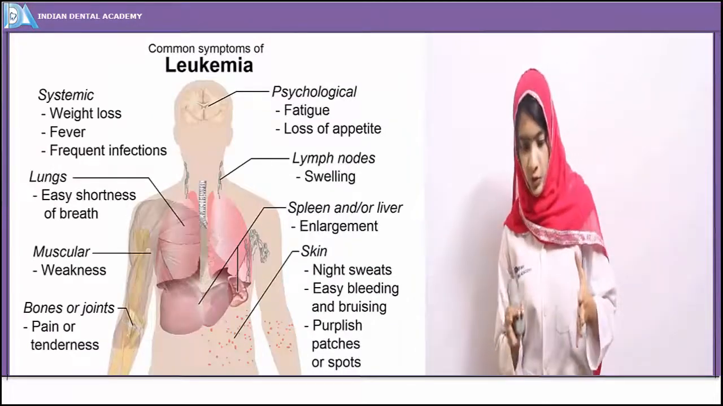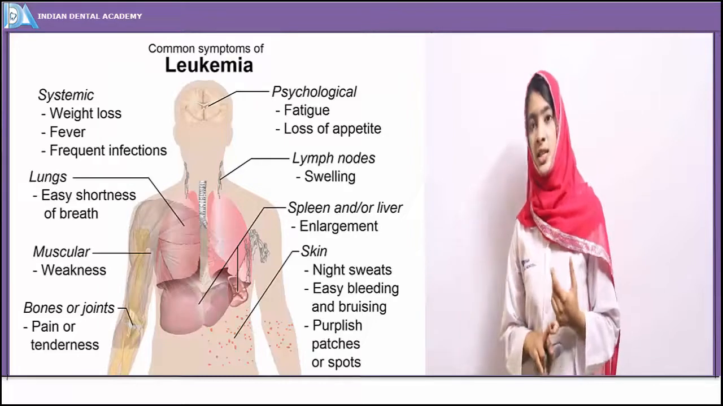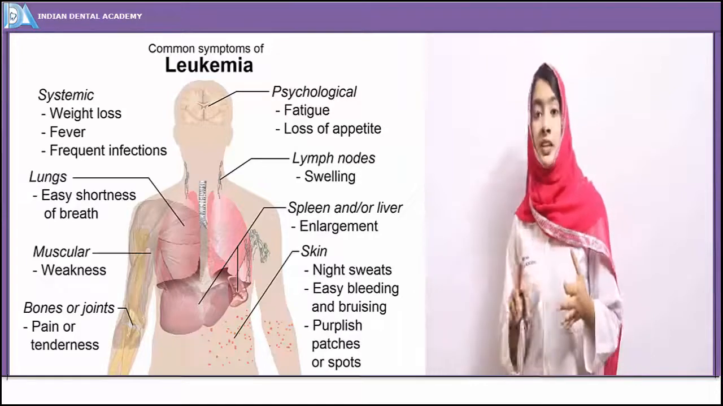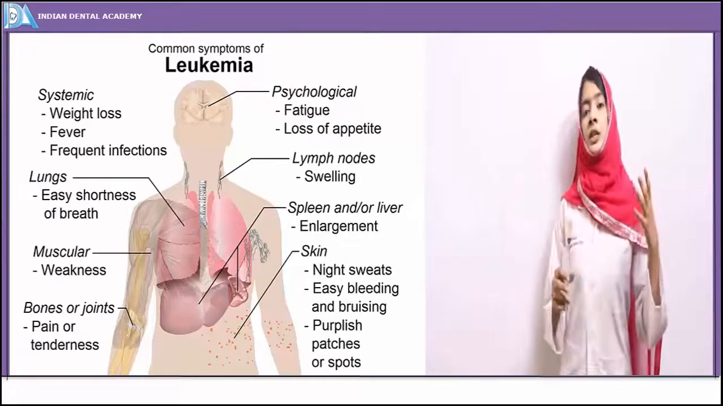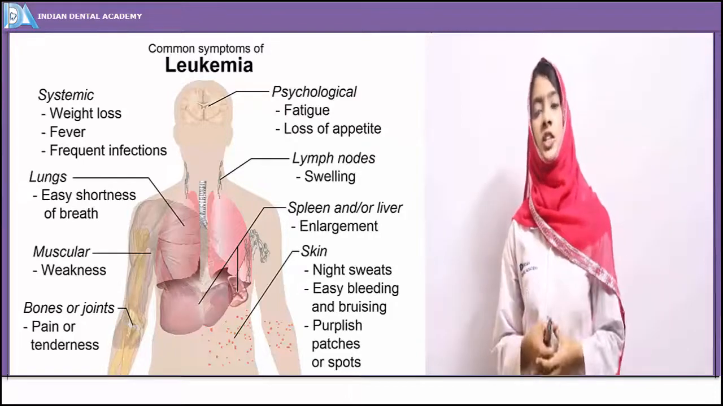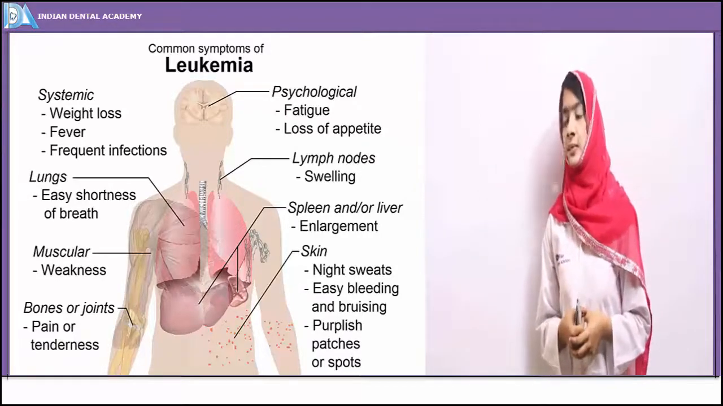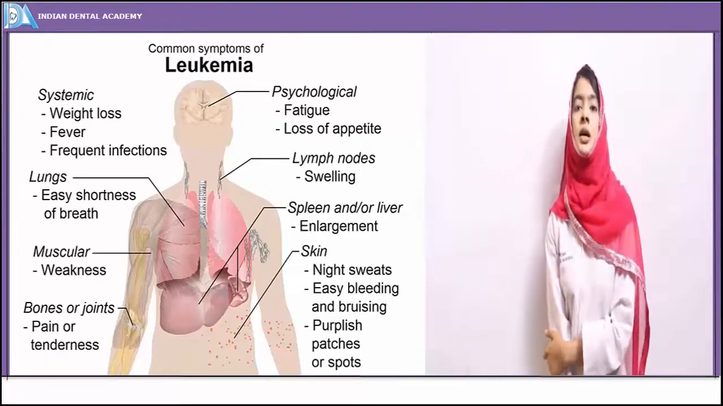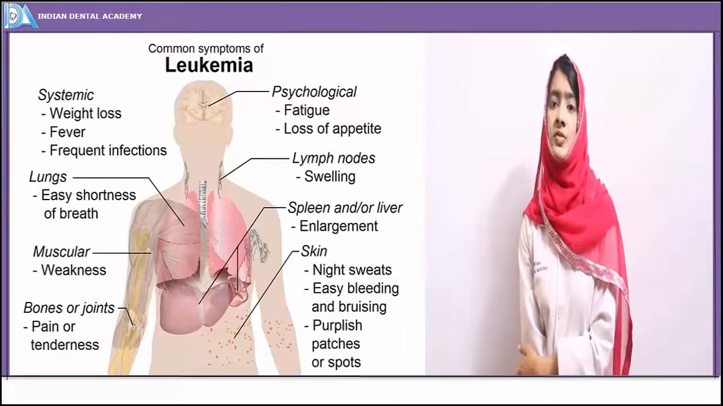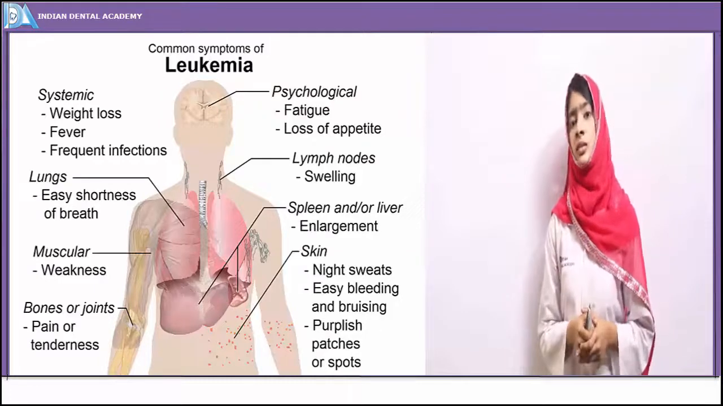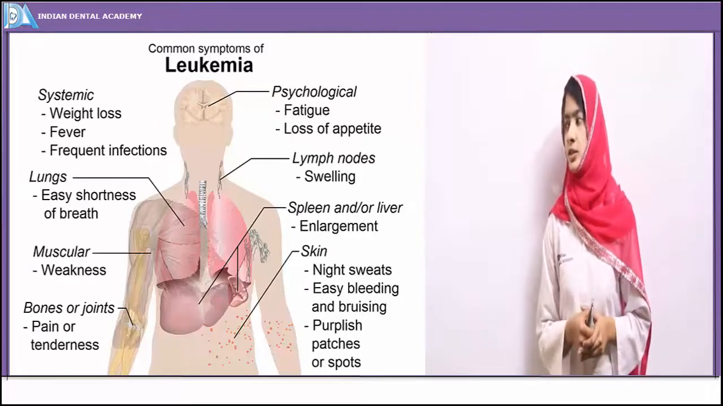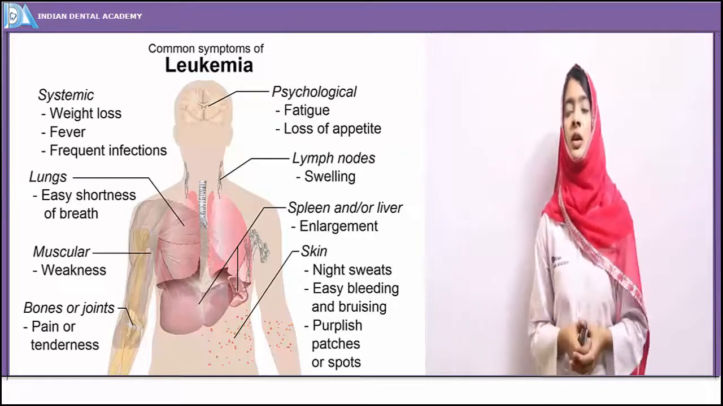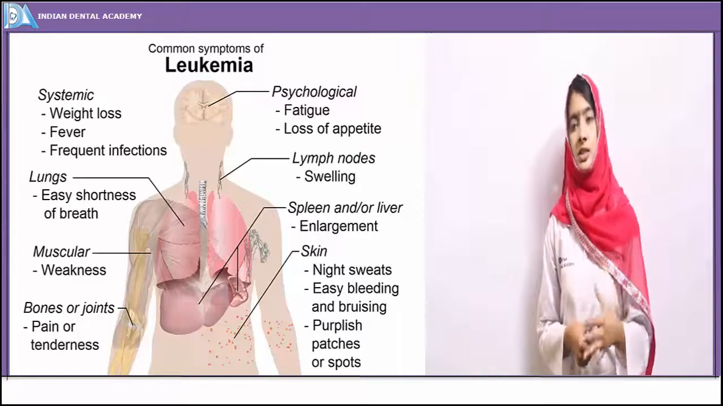So the common symptoms of leukemia include the generalized symptoms, that is the weight loss. Initially the patient presents non-specific symptoms of weight loss, fever, and frequent occurrence of infections. Along with that, symptoms of anemia like shortness of breath and chest pain are also present. Bone or joint pain is seen along with weakness, malaise, muscular weakness, and fatigability on slight work. The patient has a loss of appetite, gets fatigued easily, and even on slight physical exertion he becomes dyspneic.